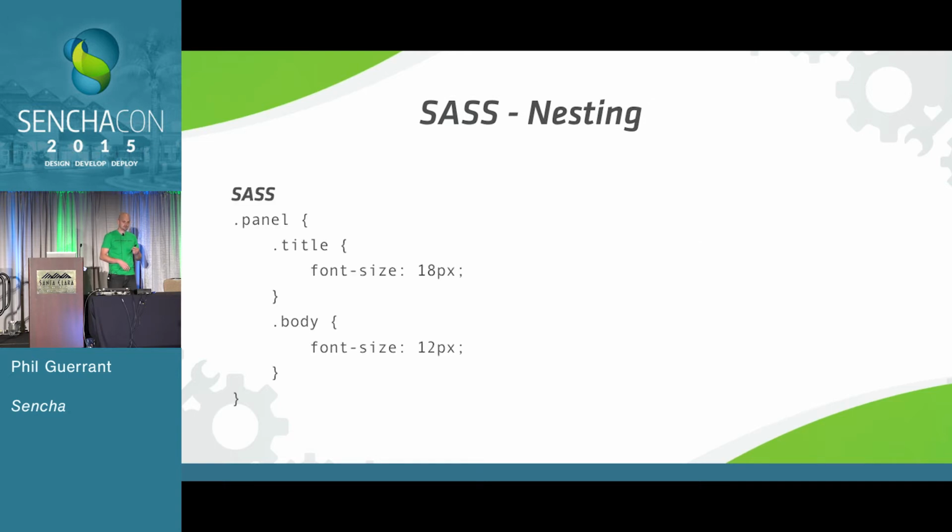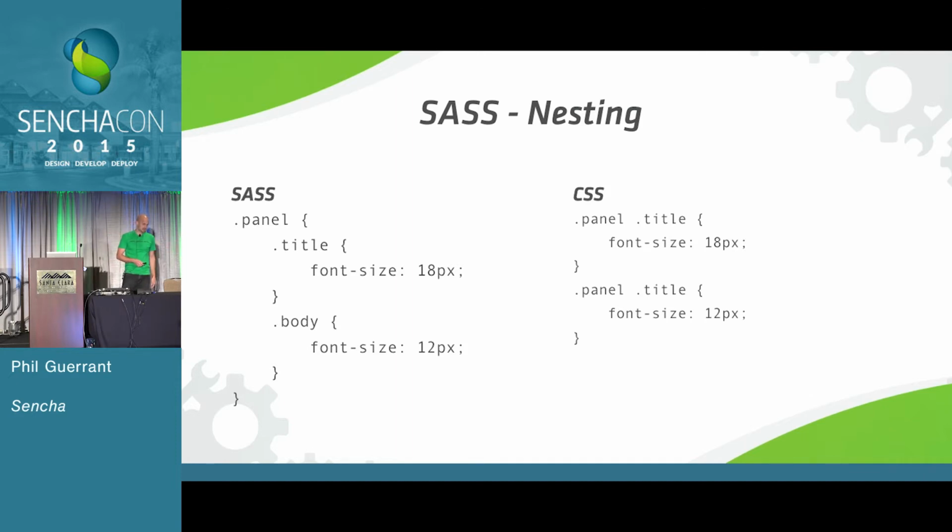Nesting is also a handy feature of SASS. Parent-child selectors are often cumbersome because you have to repeat yourself over and over again. So on the left, you have the SASS, which shows you a panel which has two child elements, a title and a body. And when we compile it to CSS, each resulting rule has that panel parent selector. You can nest these in various ways in SASS. You can hoist inner rules outside. You can chain them together.